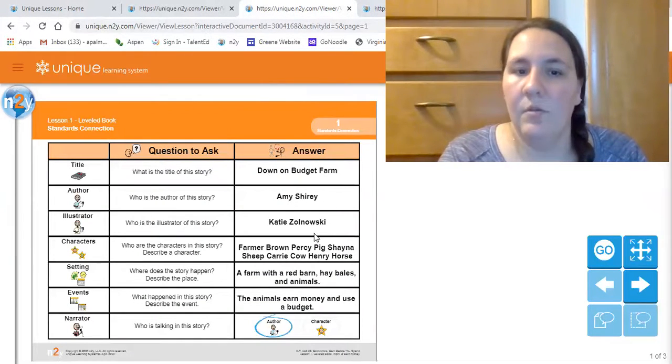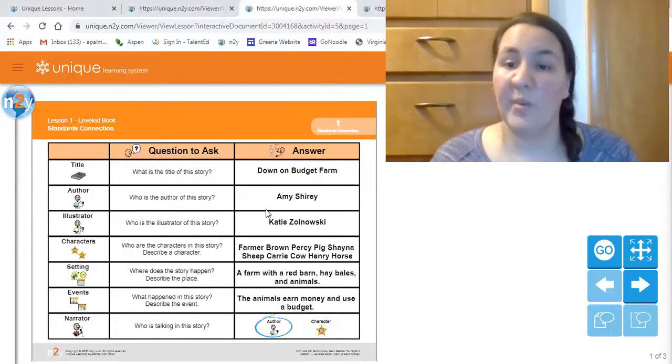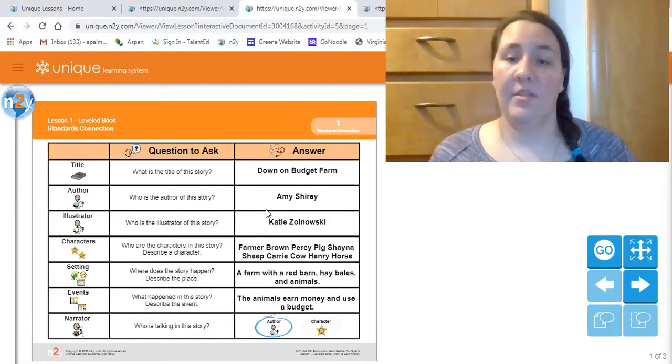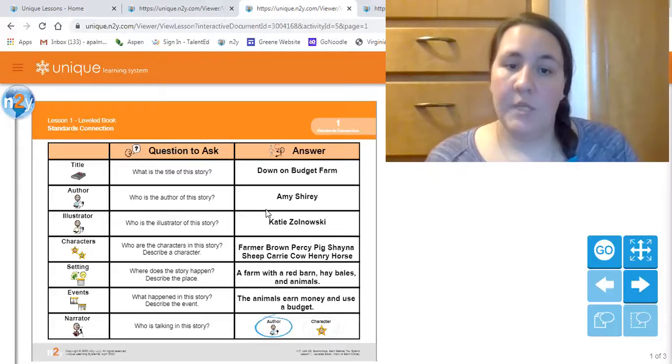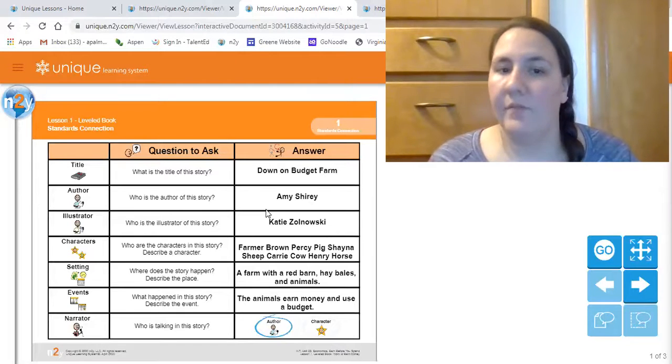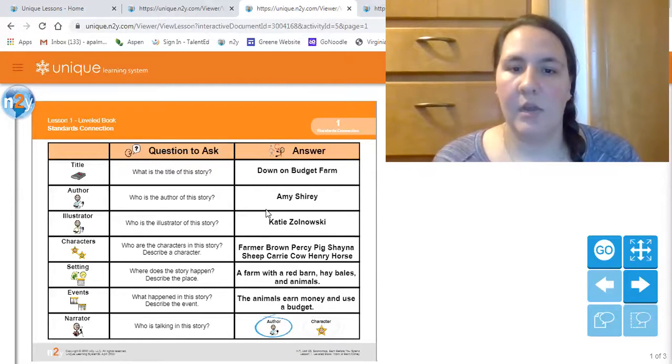We talked about the title, the author, and the illustrator. So remember, that's the person who writes the words and then the person who draws the pictures. We talked about all of our characters. So we had 5 for the story. We had Farmer Brown, Percy Pig, Shayna Sheep, Carrie Cow, and Henry Horse.